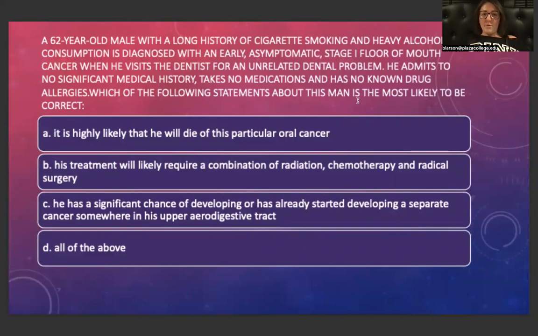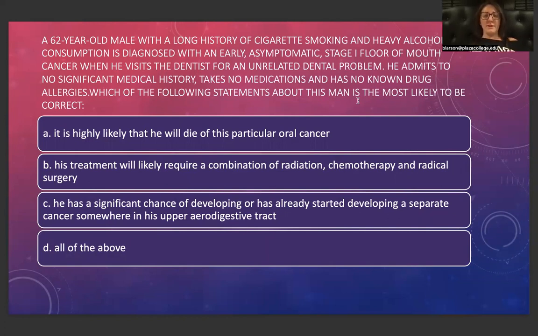A 62-year-old male with a long history of cigarette smoking and heavy alcohol consumption is diagnosed with an early asymptomatic stage 1 floor of the mouth cancer when he visits a dentist for an unrelated dental problem. He admits to no significant medical history, no medications, and has no drug allergies. Which of the following statements about this man is most likely to be correct? It is highly likely that he will die of this particular oral cancer. His treatment will likely require a combination of radiation, chemotherapy, and radical surgery. He has a significant chance of developing or has already started to develop a separate cancer somewhere else in his upper aerodigestive tract, or all the above.